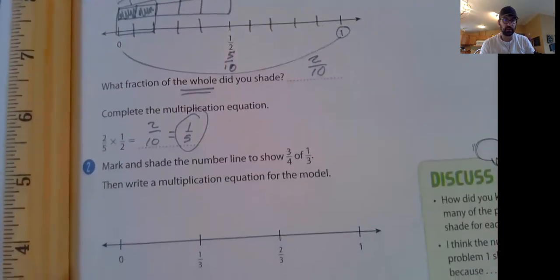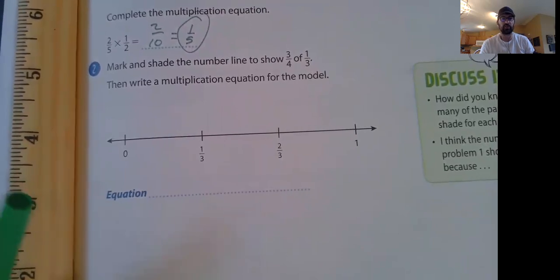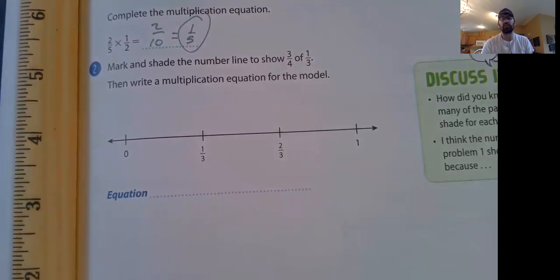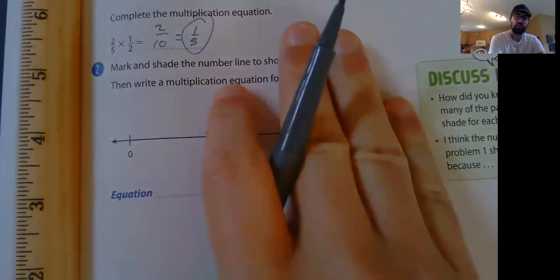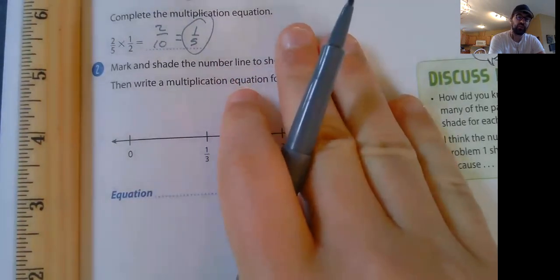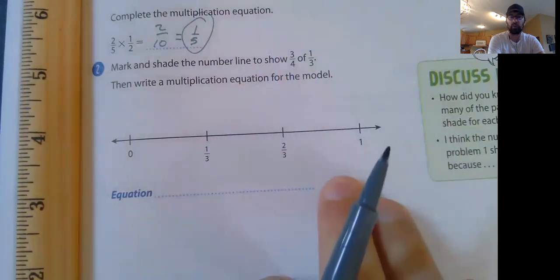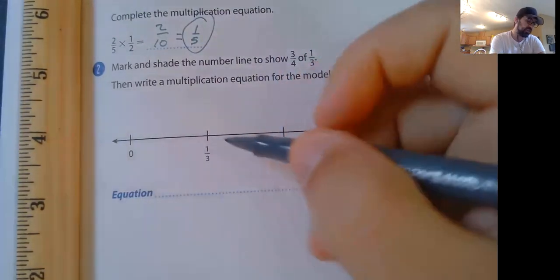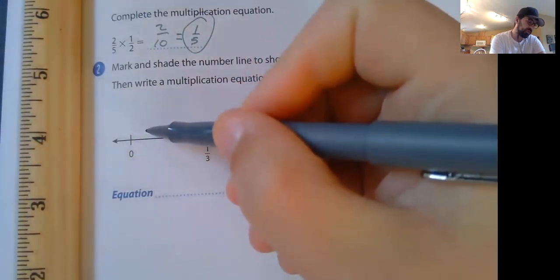All right. Naturally, you can pause this and go back. I'm going to keep moving forward here. Number 2 says mark and shade the number line to show 3/4 of 1/3. Okay, so again, here we have 1/3. This is actually what we're showing 3/4 of. But we're going to want to show it in relationship to the whole, as always. So 3/4 of 1/3. Okay, I'm going to break this into 4. So we're going to put 3 lines.